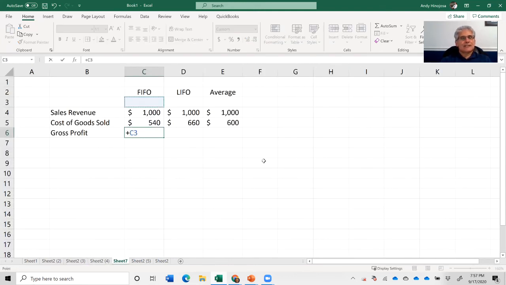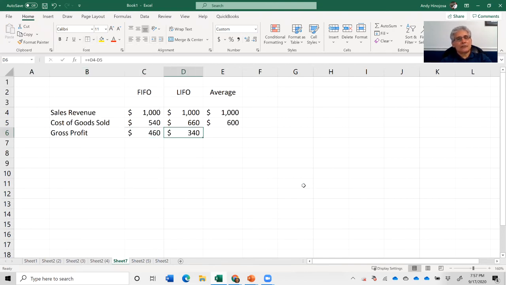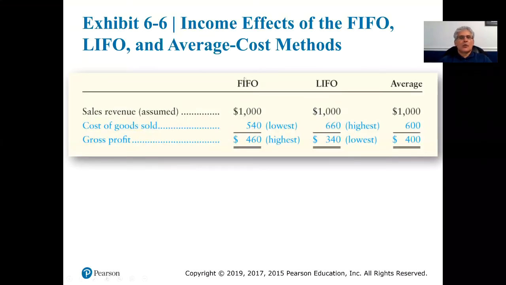So here we can see that the gross profits change as well. From the FIFO method, we generated $460 in gross profit, $340 for LIFO, and $400 for the average cost. What this tells us, this is also on the slide, let's go ahead and take a look at the slide. What this tells us is that in the example that we just looked at, we generated more income using the FIFO method.